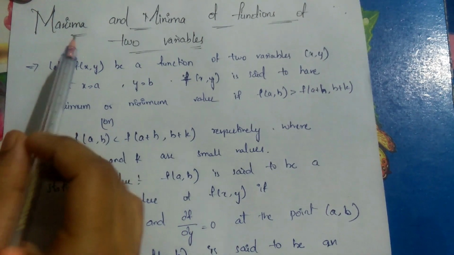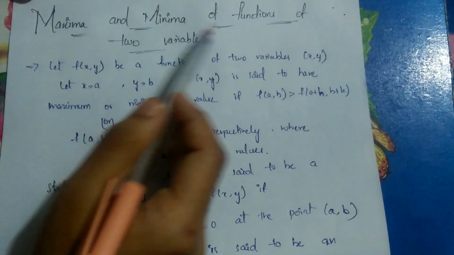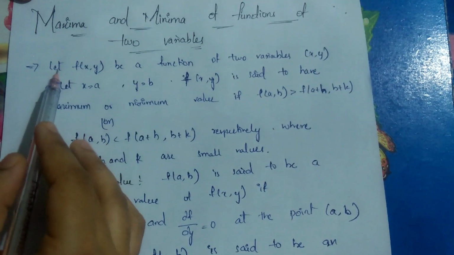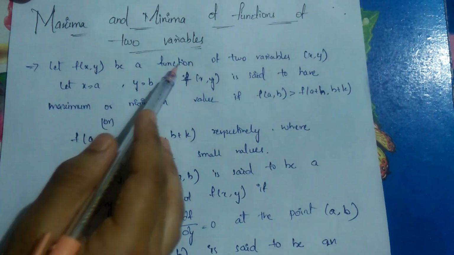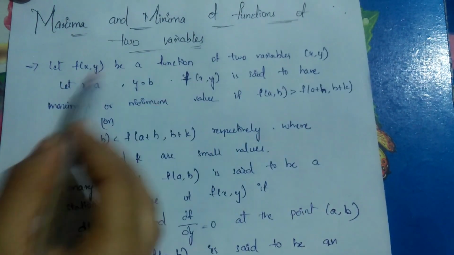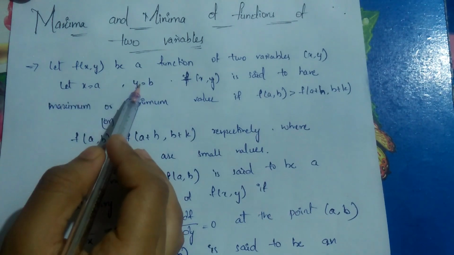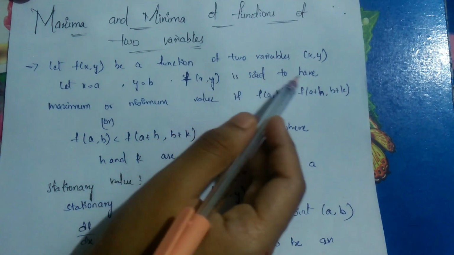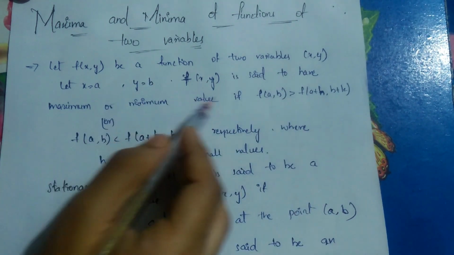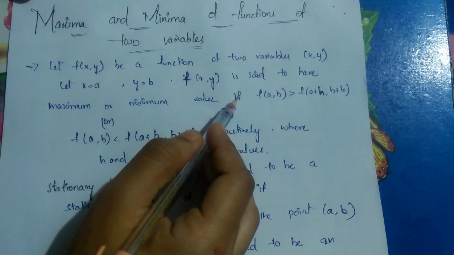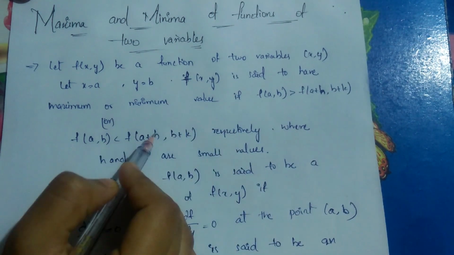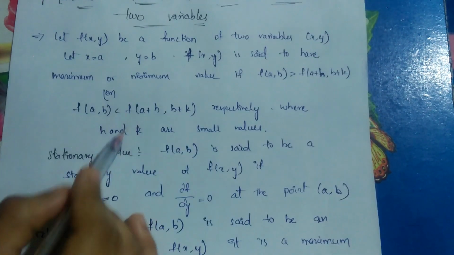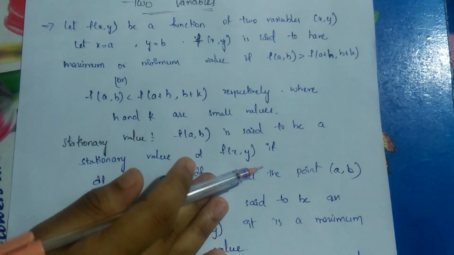Here we go with a new topic called maxima and minima of functions of two variables. Let f of x comma y be a function of two variables x and y, and let x is equal to a and y is equal to b. The function f of x comma y is said to have maximum or minimum at these values if it satisfies these two conditions, where h and k are small values.